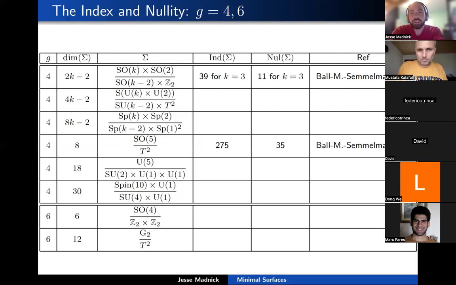Okay, and so this table now represents, as far as I'm aware, the state of the art. Every entry that's blank is an open question. We do not know the Morse index and nullity of any of these other entries at all. So there's a lot of room for progress.